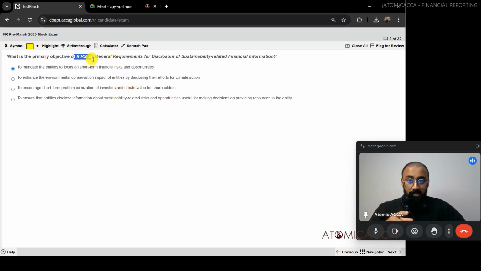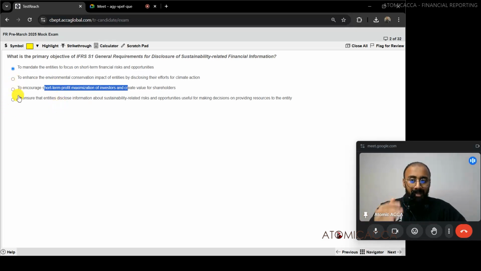They're asking about IFRS S1 to mandate the entities to focus on short-term financial risk and opportunity. Wrong. Nothing about short-term focus is anywhere told to do so. No short-term, everything is about long-term focus only. So option 1 is out. To enhance the environmental conservation impact of entities by disclosing their efforts for climate action. That's related to IFRS S2, so that's out. To encourage short-term profit maximization of investors. Again, short-term focus. Don't even bother, just cancel out quickly, so that's also out.